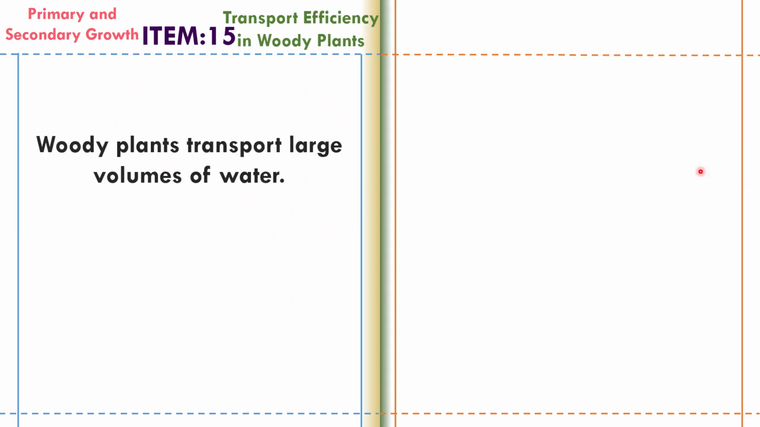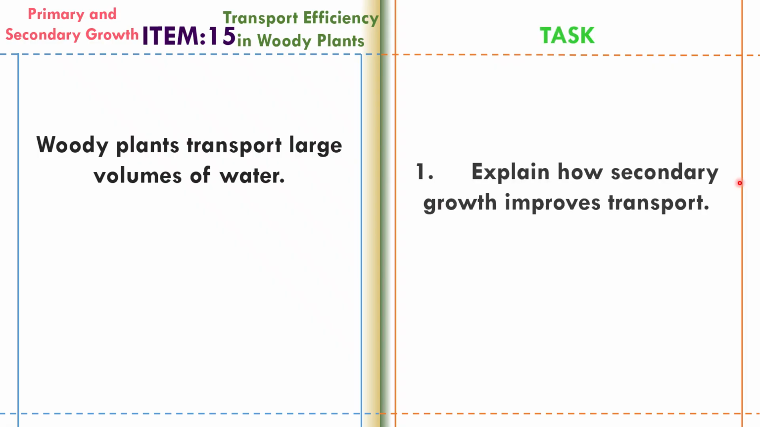Still under primary and secondary growth, item 15. We shall look at transport efficiency in woody plants. Woody plants transport large volumes of water. Task: explain how secondary growth improves transport. Identify tissues involved.